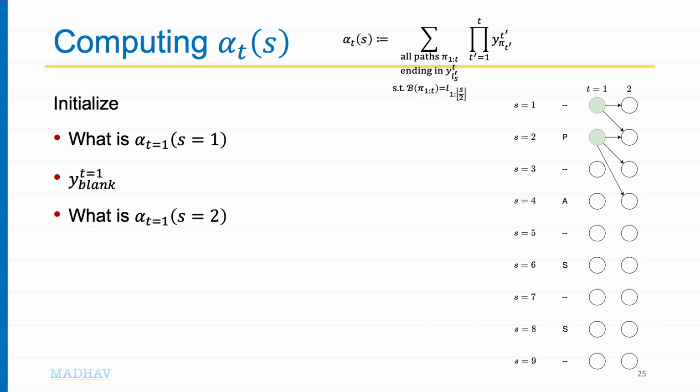And what is alpha at t equal to 1, s equal to 2? y1p, yes. And p is L dash of 2 or L of 1, either of them. Good. So you're able to initialize it. What about s equal to 3?